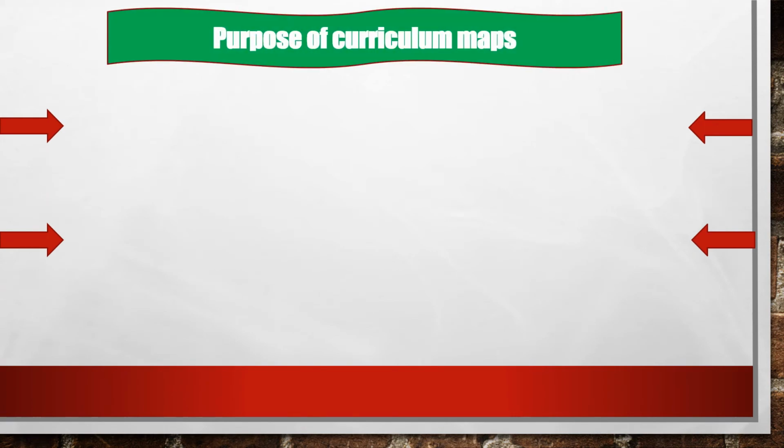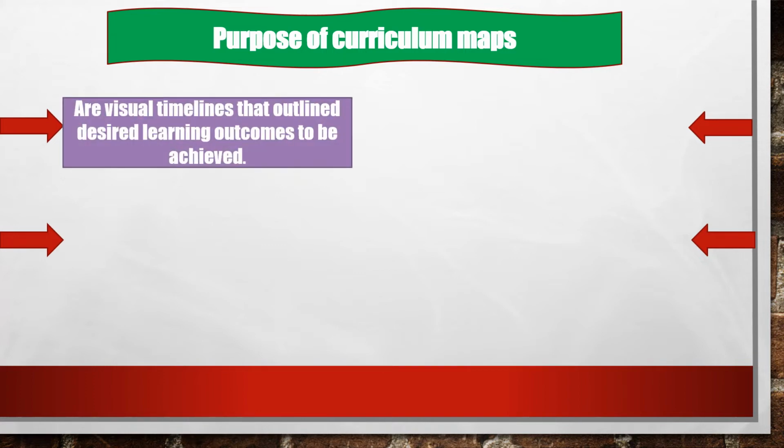Now let us know the purpose of curriculum maps. First, it is a visual timeline that outlines desired learning outcomes to be achieved. When we say learning outcomes, it is like the content, skills, and values taught, instructional time, assessment to be used, and the overall student movement towards attainment of the intended outcomes. So a map is a guide to the school calendar.